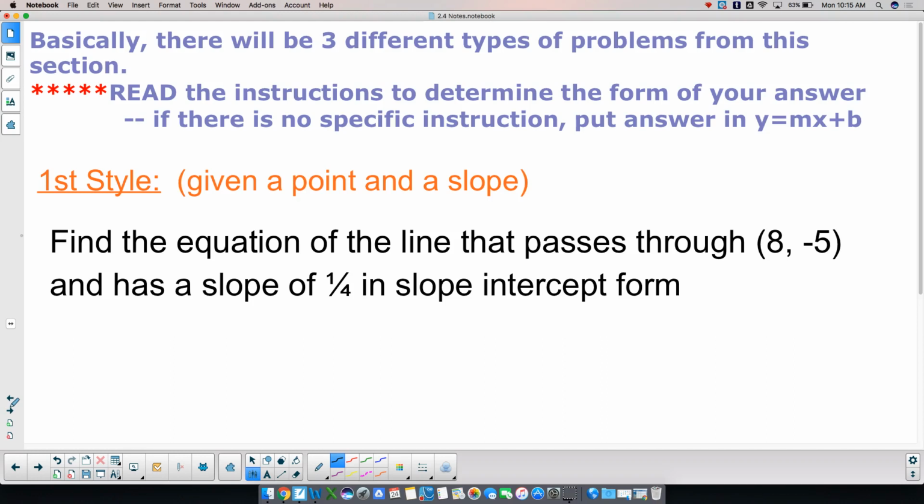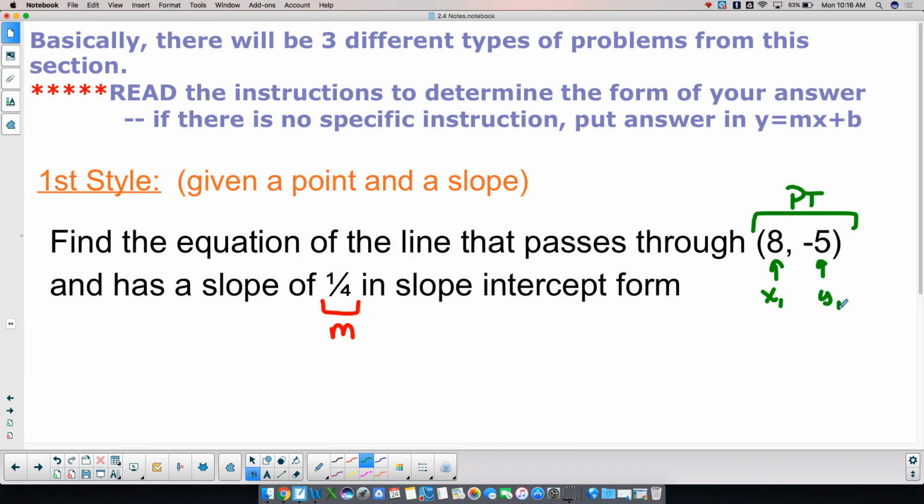All right. So, my first style of problem says find the equation of the line that passes through a specific point, in this case it's (8, -5), and has a slope of 1/4, and I want it in slope-intercept form. So the first style is you're given a point and a slope. So this then is the point. This then is the slope. Specifically inside of the point, this is x sub 1, and this is y sub 1.